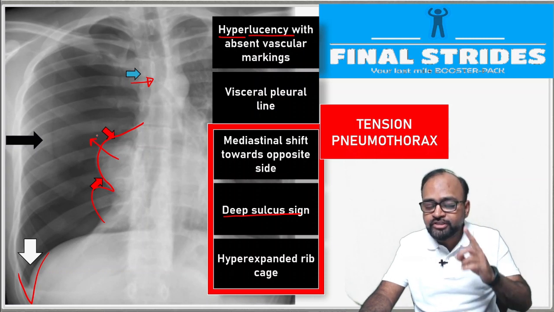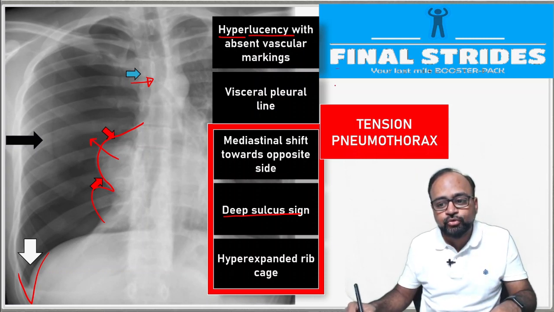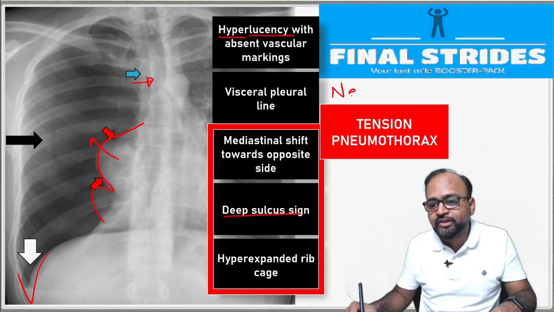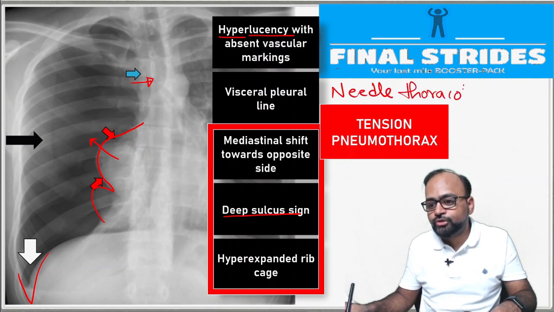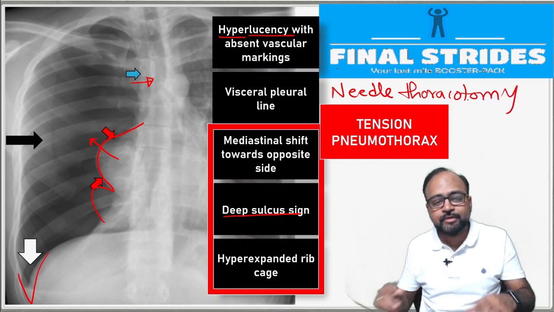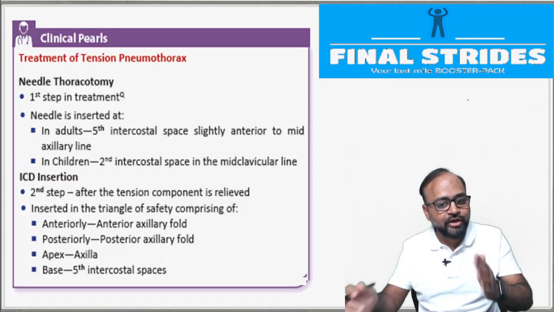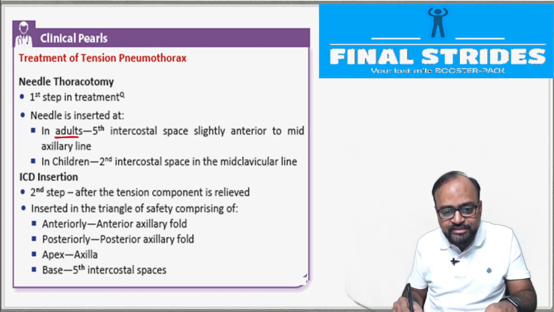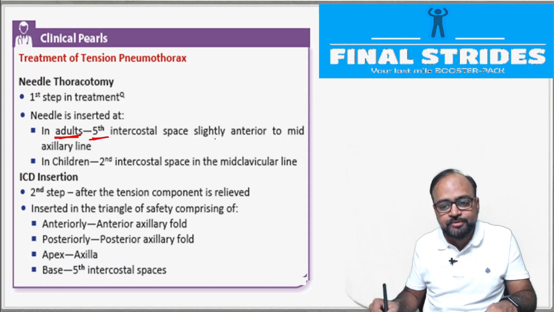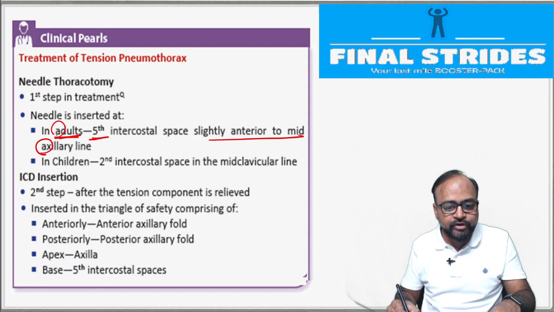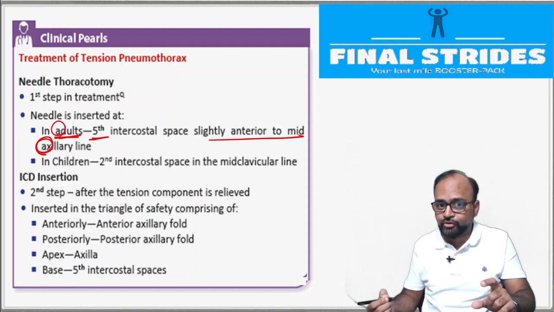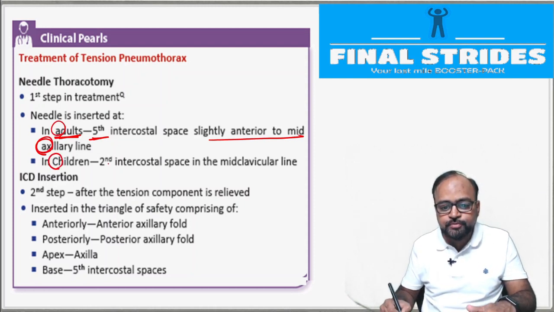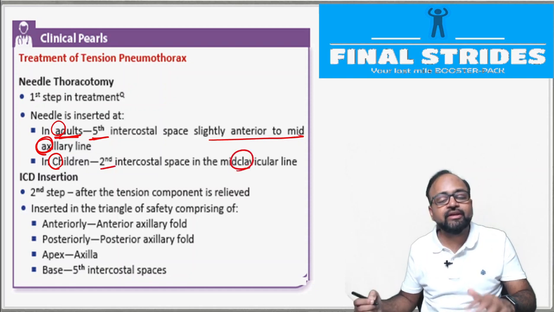Yes, the first step in the management of tension pneumothorax is called what? Yes, you know it. It is called needle thoracotomy. So the first step in the management of tension pneumothorax is needle thoracotomy. So you put a needle within the thoracic cavity. This needle in adults is put in the 5th intercostal space, slightly anterior to the mid-axillary line, close to the mid-axillary line. Remember, A for adults, A for mid-axillary line, 5th intercostal space. In children, it is put in the 2nd intercostal space at the mid-clavicular line.